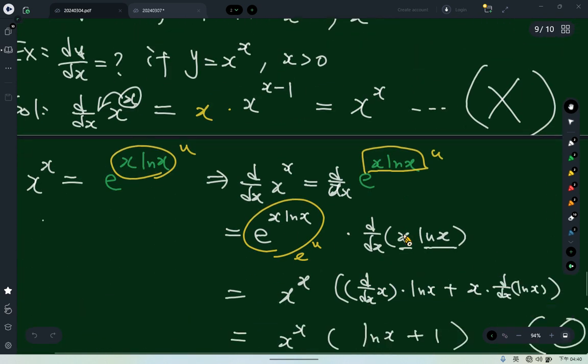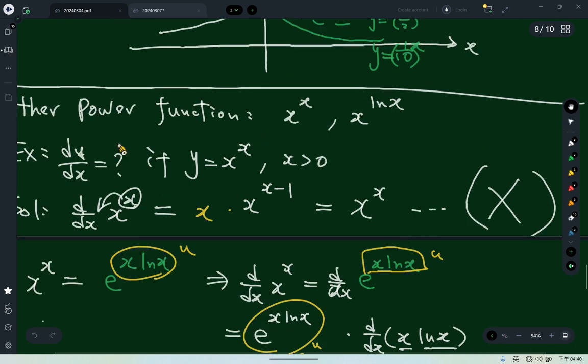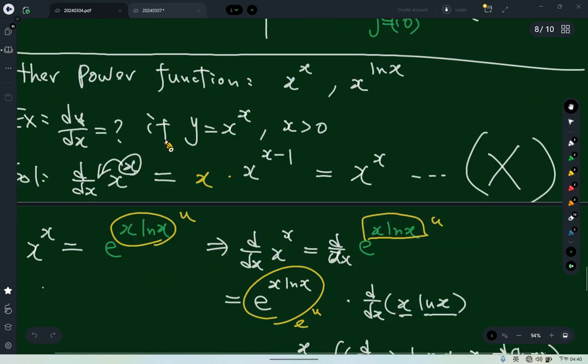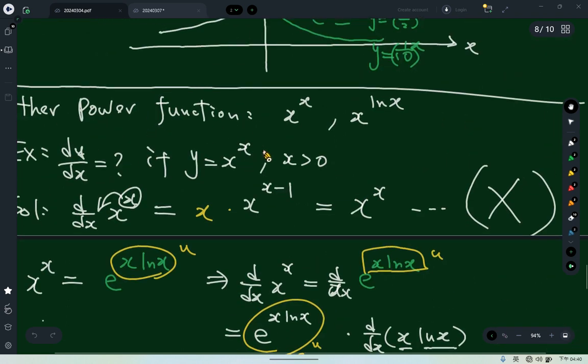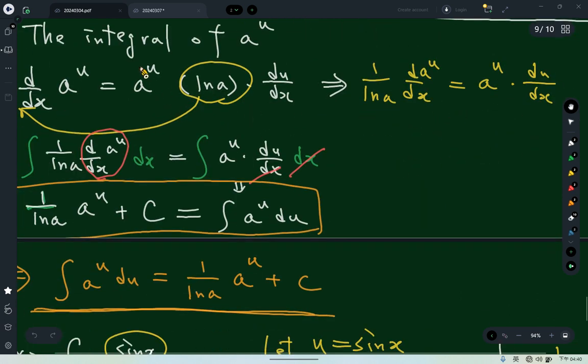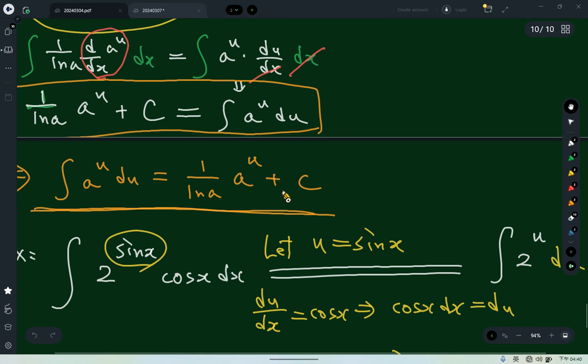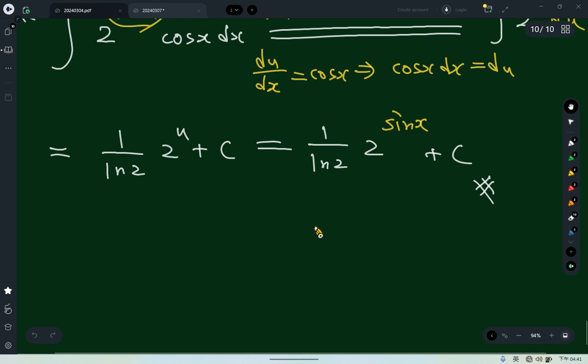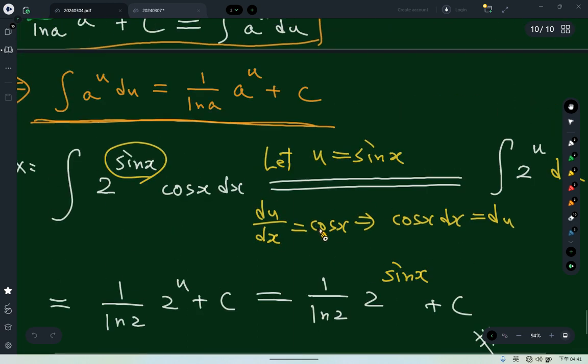And then next time I will show you a very special case for the power function, like this one, x to the power of x. The result is just like this. And then we also learned how to integrate a to the power of u. Here, you need to memorize the result. If you integrate a to the power of u, the result will be 1 over ln a times a to the power of u. Okay, so that's all about what we learned last time, just this Monday, right?